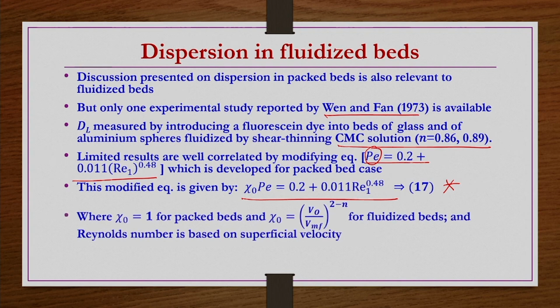What is this chi naught? It is the ratio of V naught to Vmf to the power of 2 minus n. If it is 1, then obviously it is packed bed conditions. And whatever this Re1 is, that is based on V naught, it is not based on the Vmf. Okay. The Re1 definition is based on the superficial velocity, not the minimum fluidization velocity.